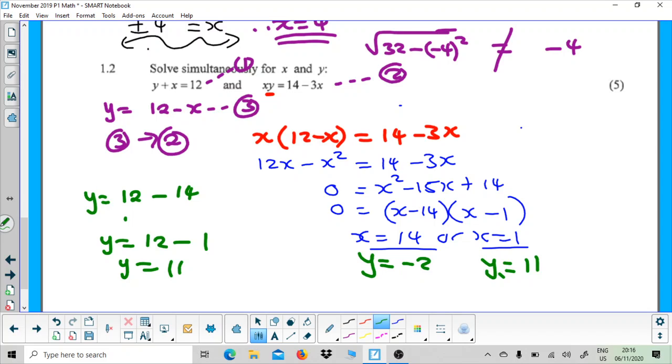All right, that was the simultaneous equation. Let's quickly figure out if we have anything else in this question 1.